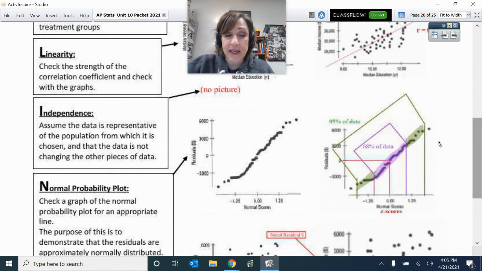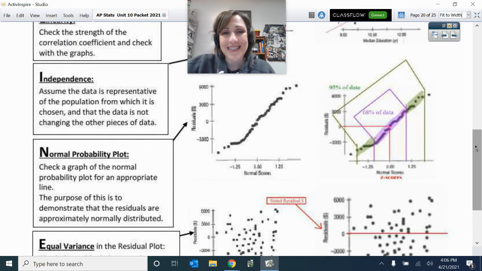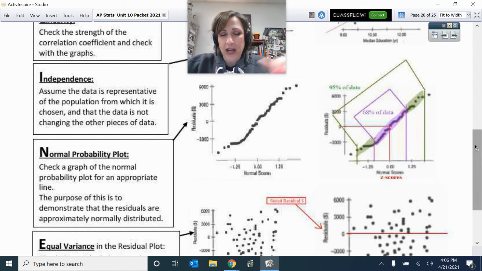I in the R-line is the independence. No picture to discuss that. That is, if it's a sample from the population without replacement, then is our sample less than 10% of the population, so it's not affecting the probability. Or, we can say the data is representative of the population that it's coming from. The data pieces are not changing the other pieces, so they're not affecting the others. Okay, that's your independence. Now, these last two are pretty new, and in some cases, abstract topics.